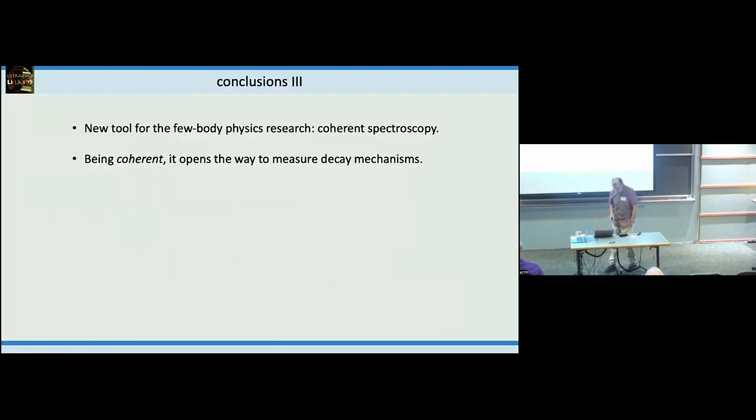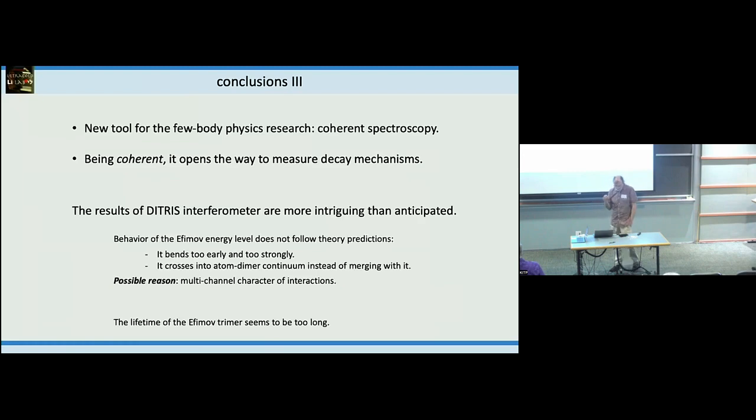So let me conclude here that this new tool for few-body physics research is coherent spectroscopy, and having this new tool, you can really measure additional information on the system. For example, measure the decay mechanism. And the results that we got from this interferometer are different from what we expected or anticipated in several facets.